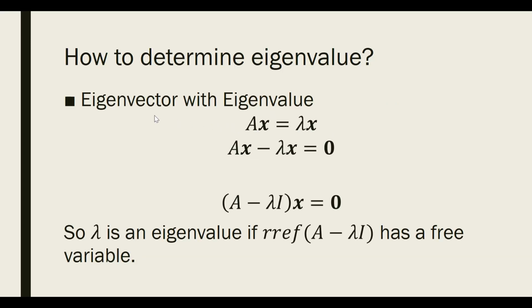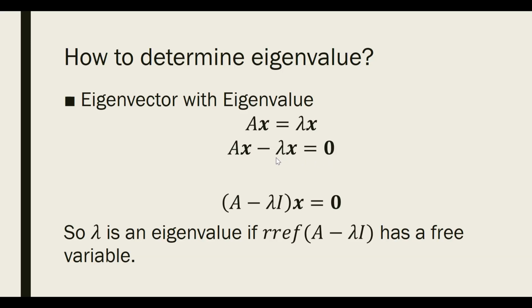If we have an eigenvector x with eigenvalue lambda, then this is true: A times x has to be the same as lambda times x. Now, I can move things around because this is just a vector equation. So we could subtract lambda x from both sides and end up with A times x minus lambda x equals 0.